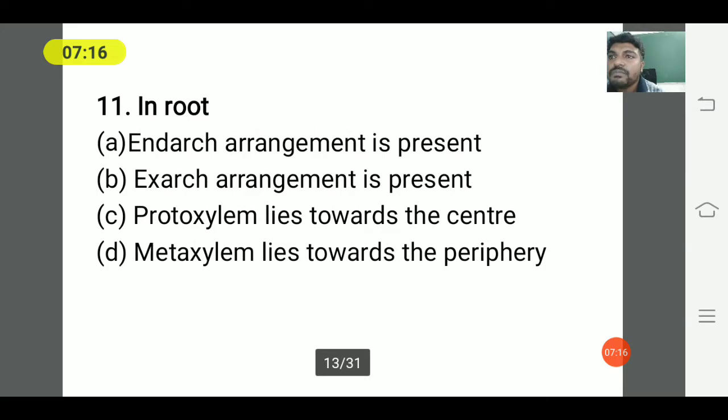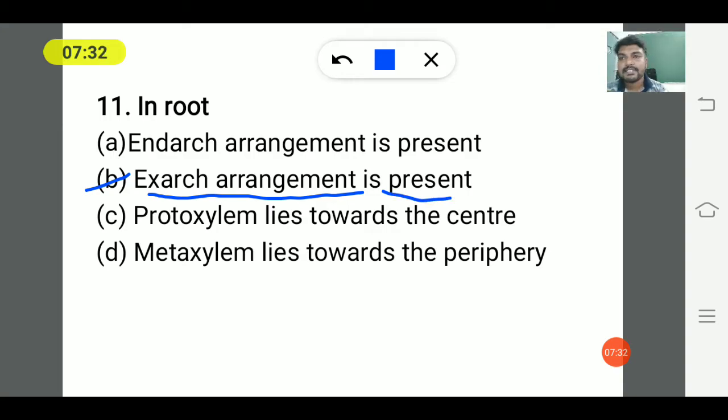In root, endarch arrangement is present, exarch arrangement is present, protoxylem lies towards the center, metaxylem lies towards the periphery. So in root, which option is right? Option B, exarch arrangement is present. If protoxylem lies towards the center and metaxylem faces towards the periphery, that is endarch. But root is always exarch. Here protoxylem faces towards the outside, and metaxylem faces towards the inner side.